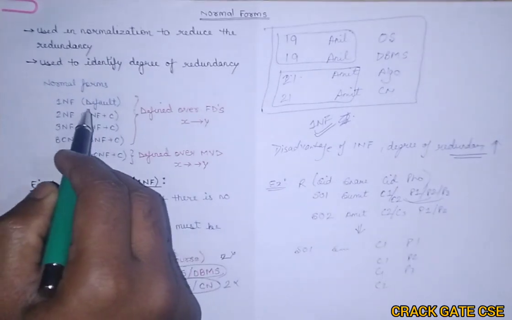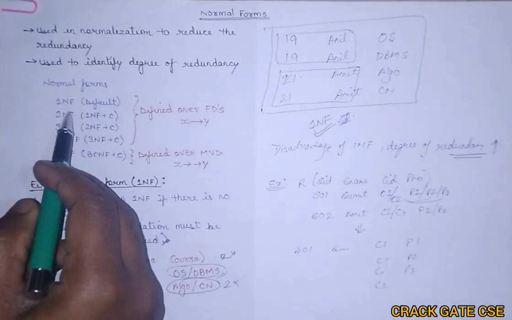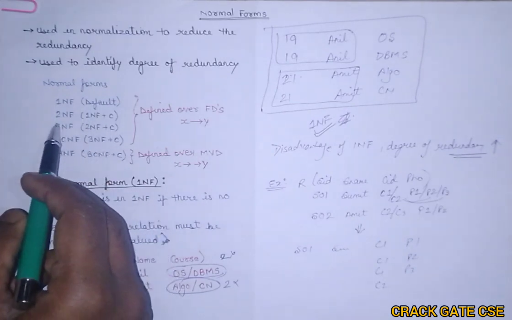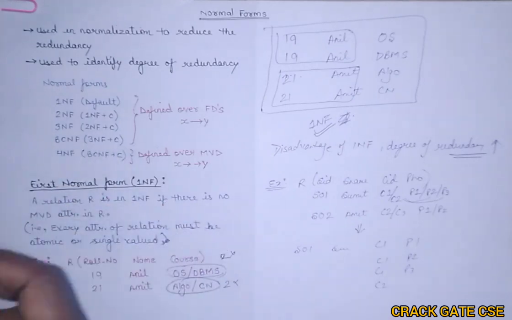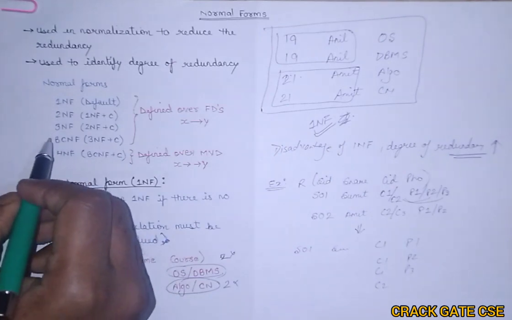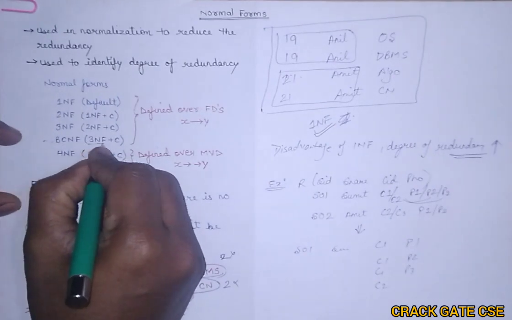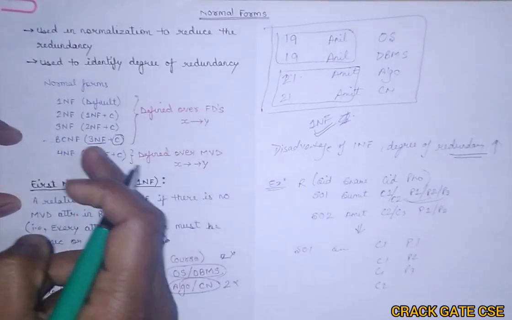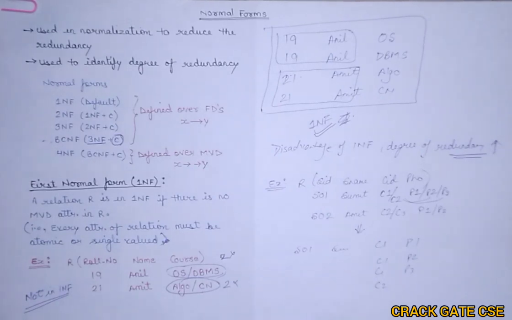1NF is the default one. If the relation is in the relational database model, then it is said to be in 1NF. 2NF is 1NF with some conditions. Similarly, 3NF is 2NF with some conditions, and BCNF is 3NF plus some conditions. So if a relation is in BCNF, that means it is already in 3NF, with some additional conditions to be followed. The higher normal forms by default follow the conditions of the lower normal forms as well.